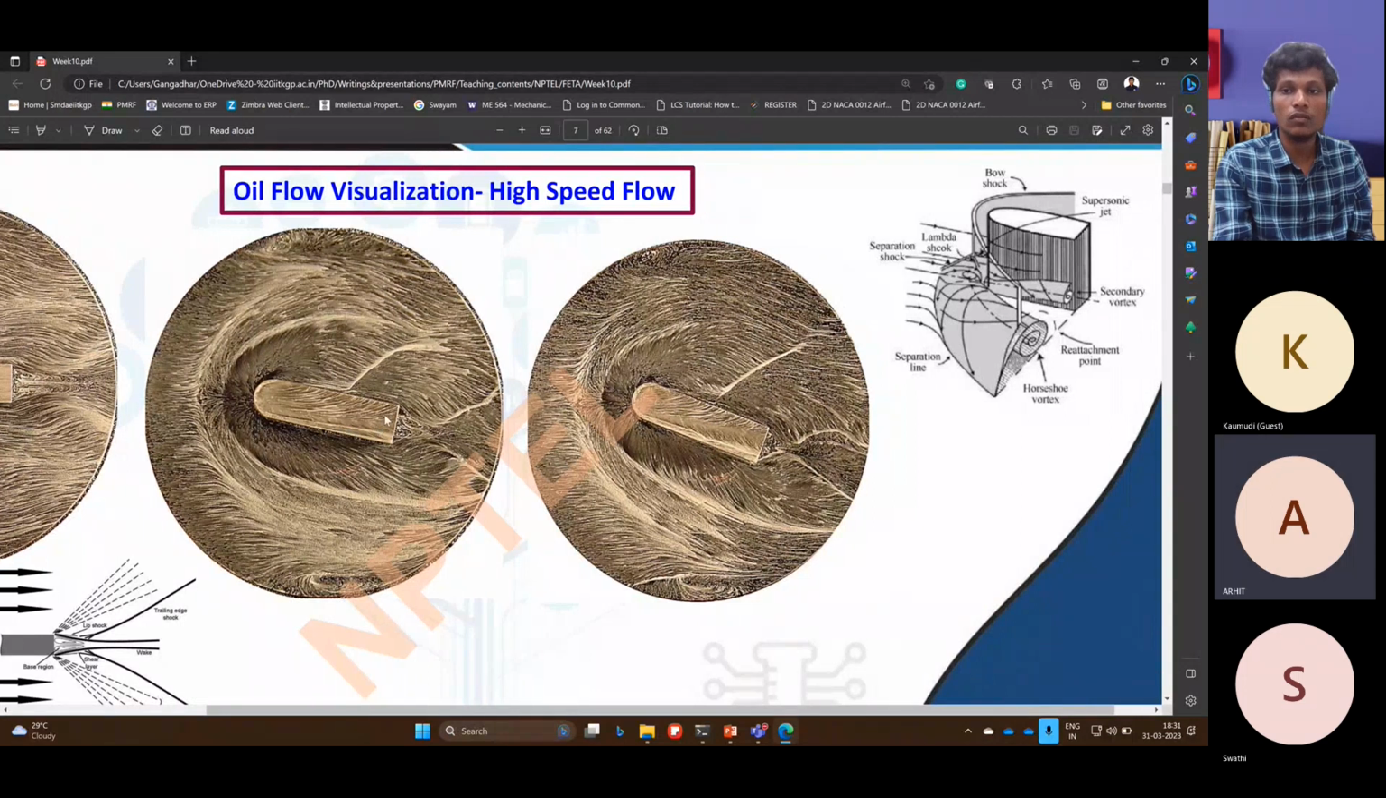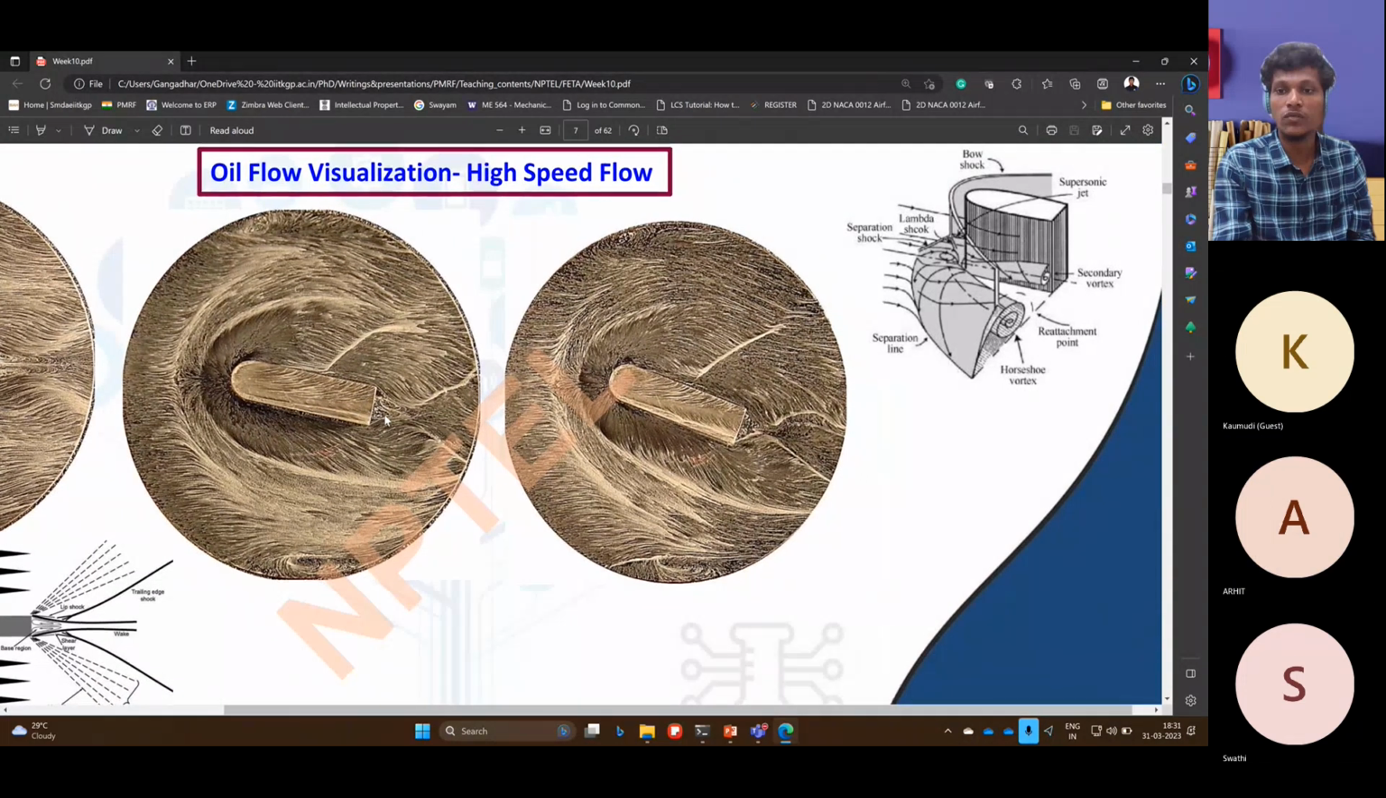So it can form a separation also on the upper surface, and you can also see formation of horseshoe vortex kind of phenomena. It is not very clearly visible in this oil flow visualization, but maybe with further analysis you can say that this is a horseshoe vortex, and because of this vortex, you are able to see another kind of two vortices. The influence of the primary vortex is able to generate another secondary vortex also.